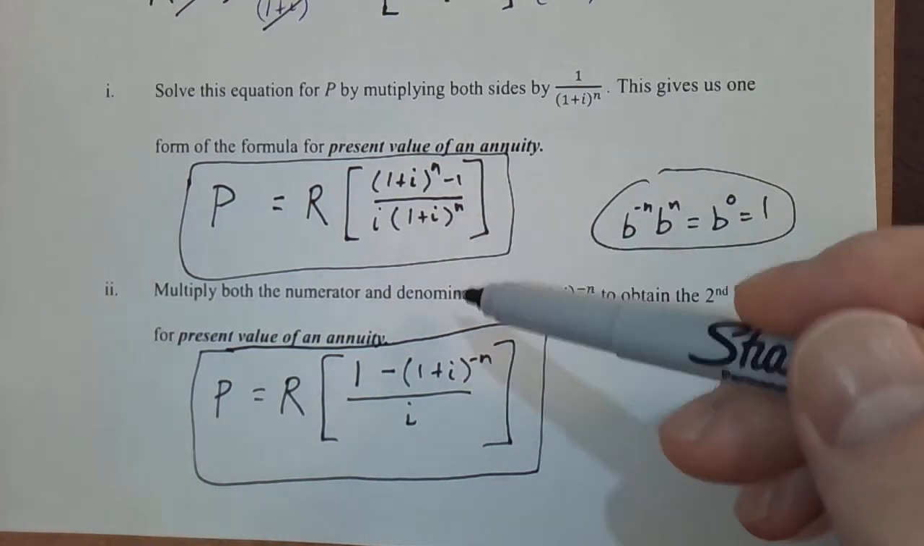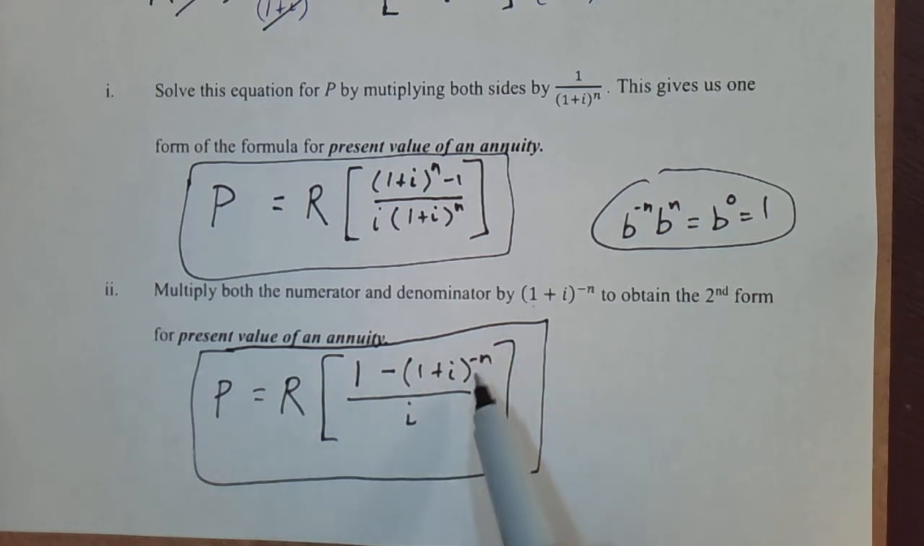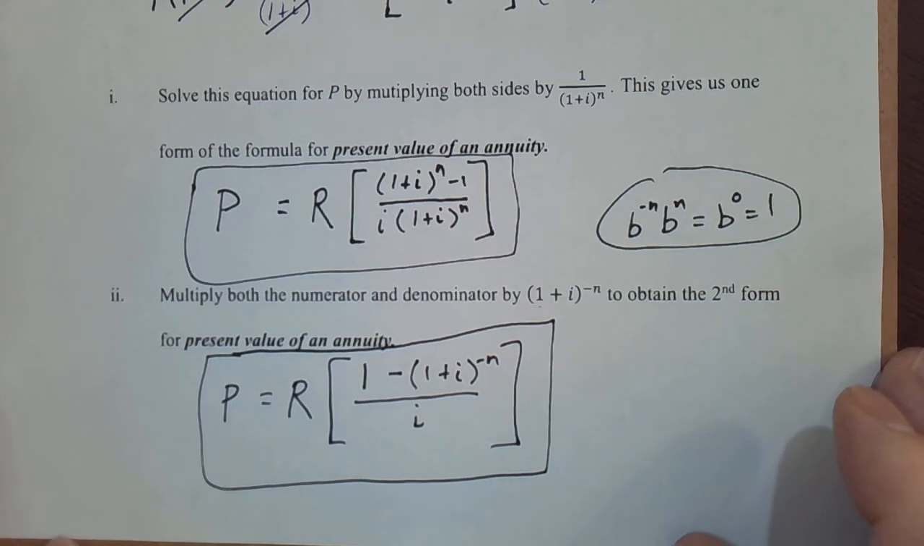These are equivalent. You can choose whichever one is easier for you. I prefer this one because the second one requires less punching in on the calculator. The one thing you must remember is that this is a negative exponent. So either one of them will work.